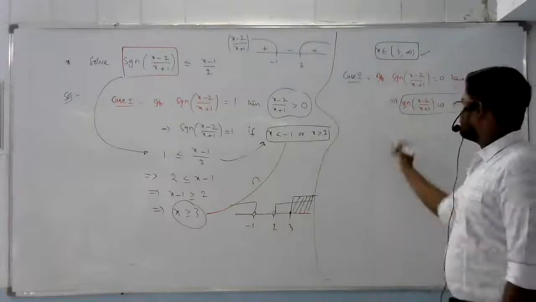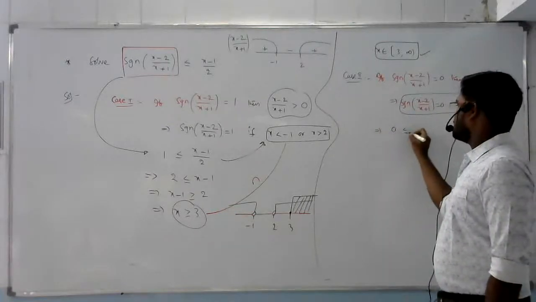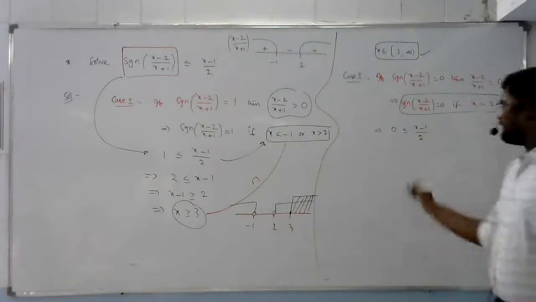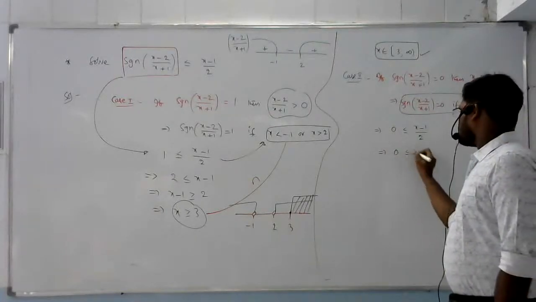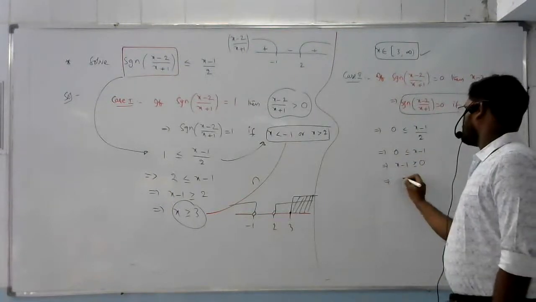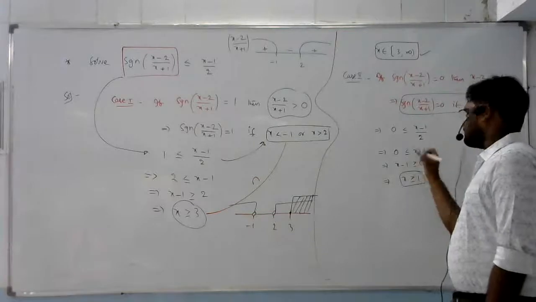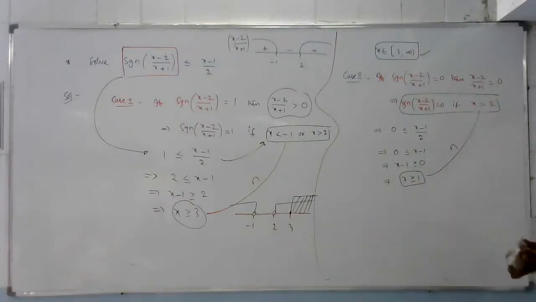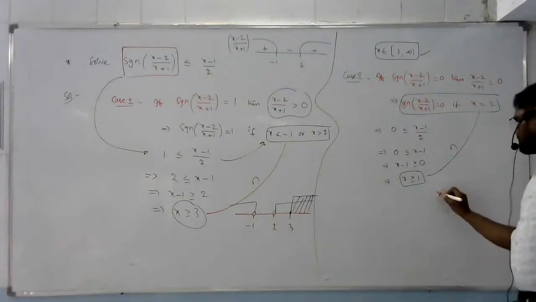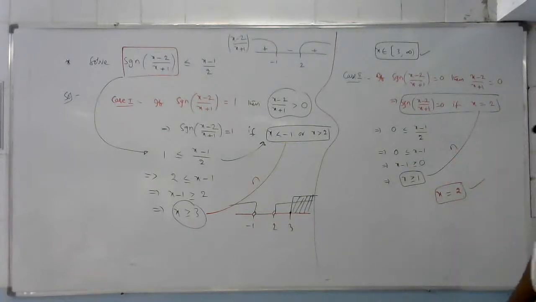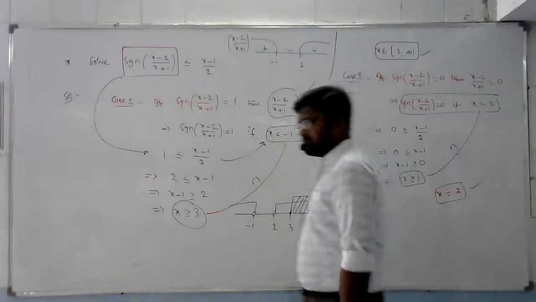Now let's verify. That implies 0 is less than or equal to (x minus 1)/2, isn't it? Now multiply: 0 less than or equal to x minus 1. x minus 1 greater than or equal to 0, so x greater than or equal to 1. Now what is the intersection of these two? x greater than or equal to 1 and x equal to 2. Obviously x equal to 2 only, right? That is the only value. So x equals 2 in this case. And we are left with the third case. First copy this one.